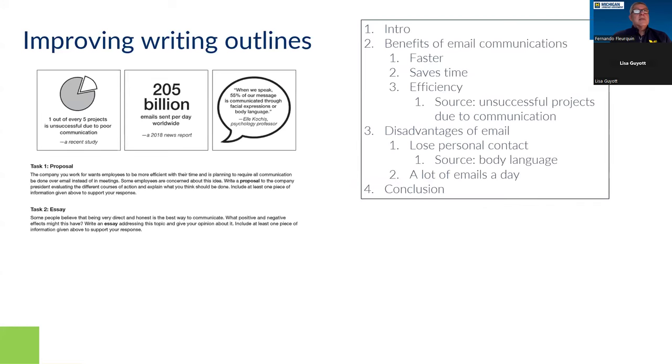So in this case, for this particular prompt, I started working on an outline, if I were going to be working on this, about email communications for the proposal. What do you think? Is this a good outline? I didn't spend too much time. I wanted to reflect what I would do as a test taker. Would this be enough to develop a full article?